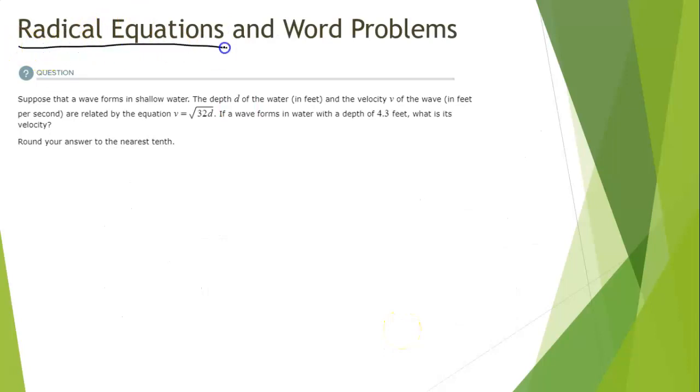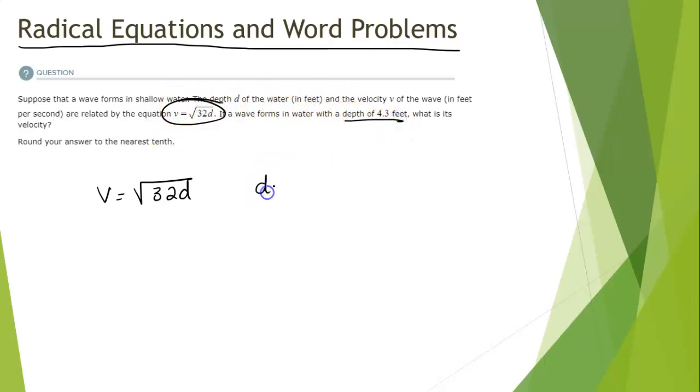Now, new topic: radical equations and word problems. I want you to start by writing down your equation, v equals the square root of 32d. And let's see what we're given. This is the formula for the depth of the water and the velocity of the wave. This gives us the depth of 4.3, so we know d equals 4.3. And we're trying to find the velocity.